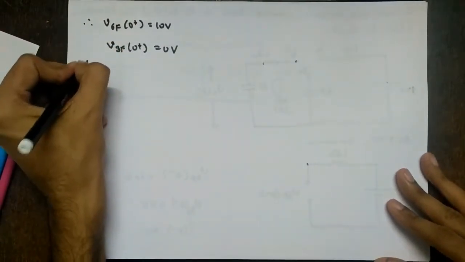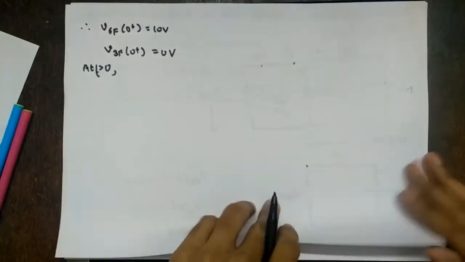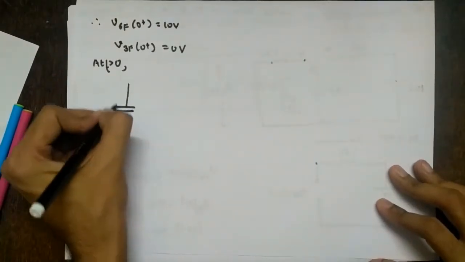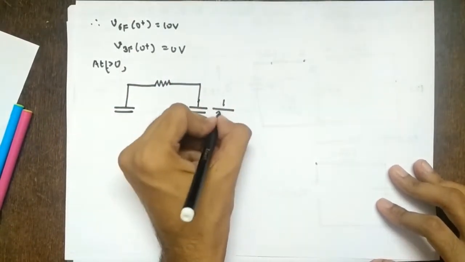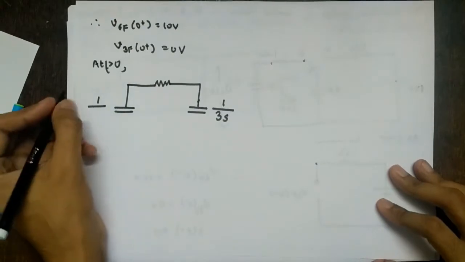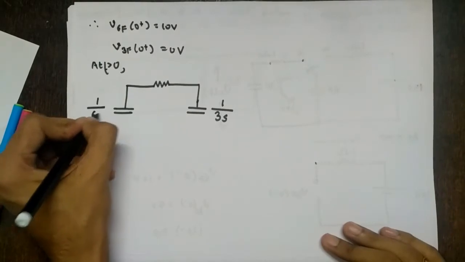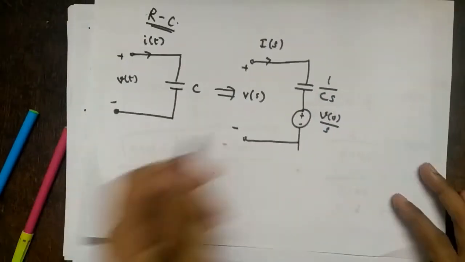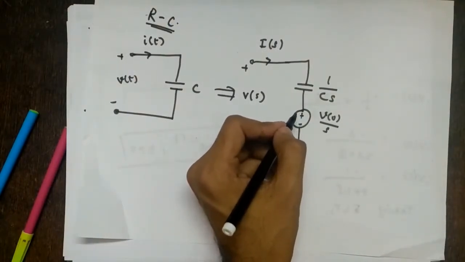Then we'll write for t greater than 0. At t greater than 0, what will the circuit look like? The switch is at position B, so like this: 6 farad, 1 ohm, 3 farads, right? So this will be 1 by 3s, because as we saw, a C in time domain changes to 1 by Cs in frequency domain. And this will be 1 by 6s, right? And what is happening further? We should have a voltage source, plus minus, like this, right?